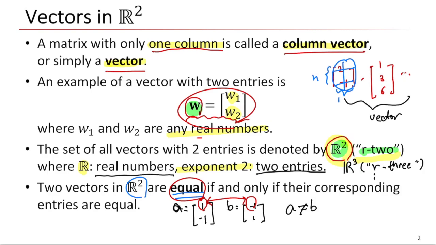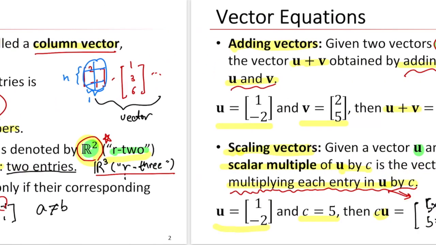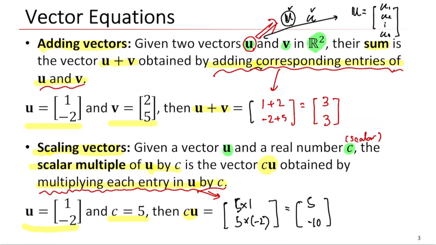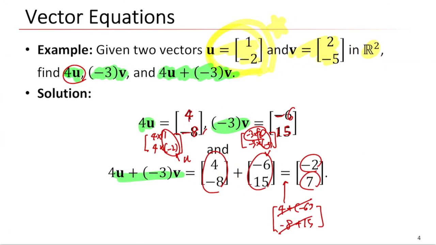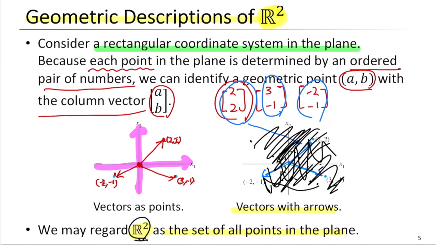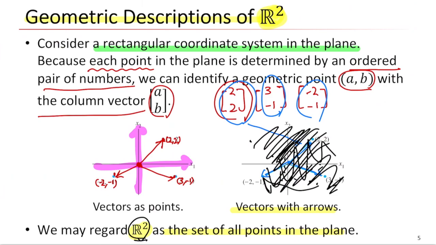So this one is R2, right? R3, R4, something like this. There were two operations, vector addition and scaling vectors, right? So you can perform some vector operations, and we can represent an arbitrary vector in the 2D plane or the 3D space, something like this.